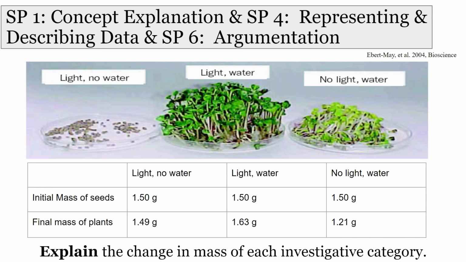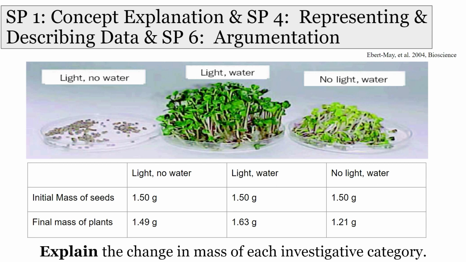I love pulling data and having the students analyze the data. This is visualization, so it's Science Practice 2. This one is data analysis, so Science Practice 4. And you can ask the students to explain the change in mass of each of these investigative categories. So light and no water started out with 1.5 grams and ended up 1.49 grams, probably a little bit of user error there. The light and water started out at 1.5 grams and ended up at 1.63 grams. This is dry mass, by the way. And then this one started out at 1.5 grams and now is 1.21 grams.